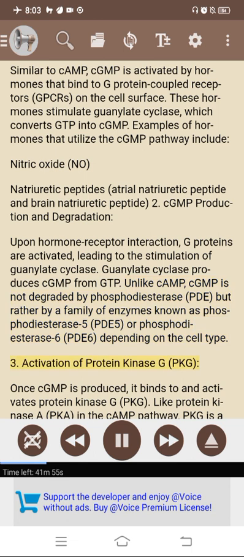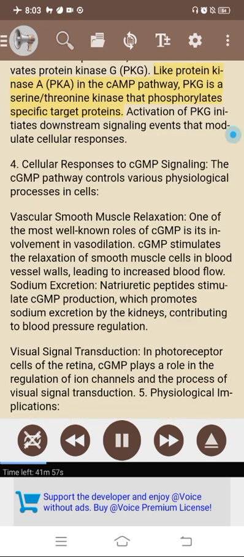3. Activation of protein kinase G (PKG). Once cGMP is produced, it binds to and activates protein kinase G (PKG). Like protein kinase A (PKA) in the cAMP pathway, PKG is a serine threonine kinase that phosphorylates specific target proteins. Activation of PKG initiates downstream signaling events that modulate cellular responses.